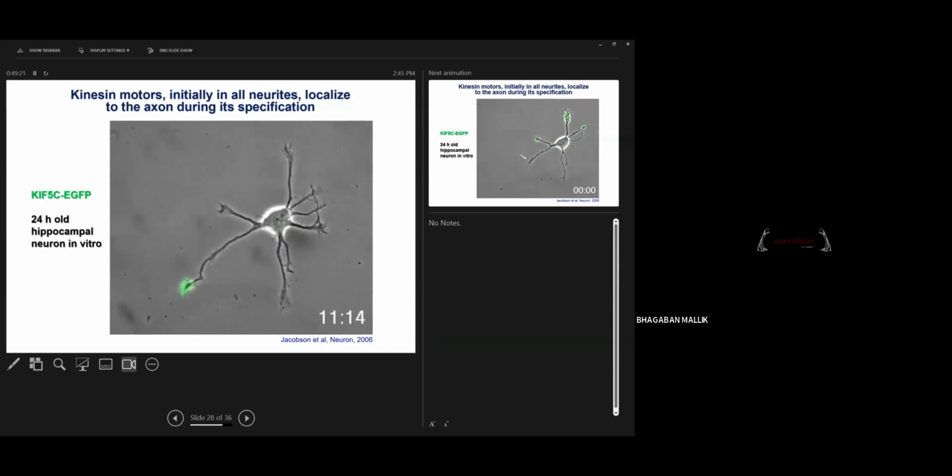Okay, so the kinesin motor protein initially localizes to all the neurites, then they travel to the cell body, and from the cell body they again travel to the axon terminal. So this experiment suggests that kinesin is an anterograde transporting molecule that transports the cargo from the cell body to the axon terminal. This is the axon terminal. Okay, so the same thing is just shown with time.